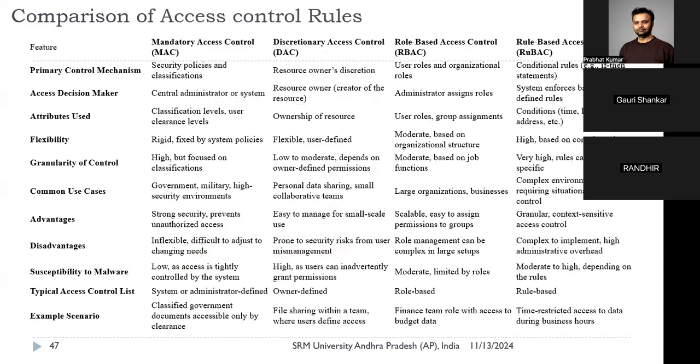Now these are some comparisons which I'm not going to read each and every one of, but based on whatever we have discussed, I have given the differences between mandatory access control, discretionary, role-based, and rule-based. So basically, what we learned: in discretionary access control, the owner was everything. The owner decided who can access my data and changed the permissions.